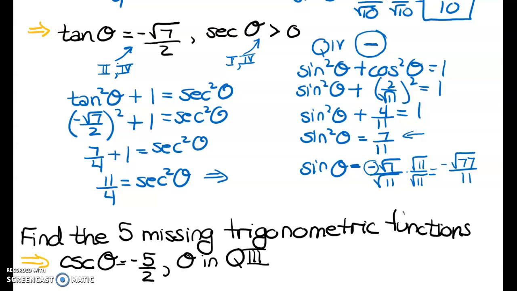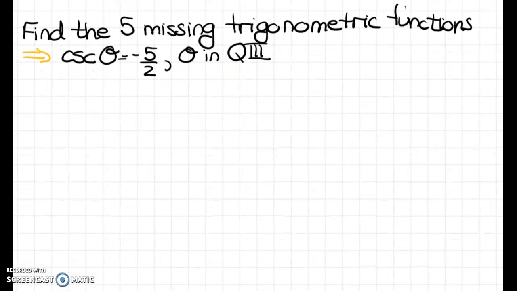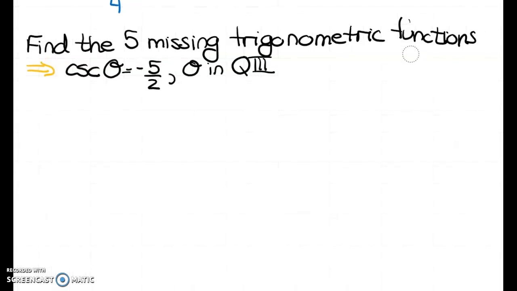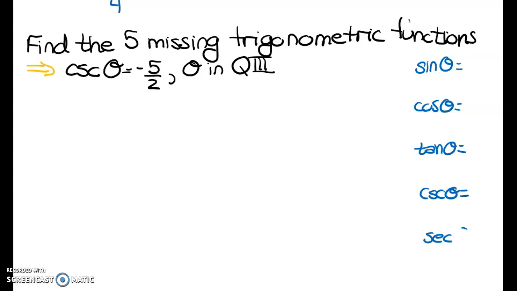All right, so the last type of problem that you're going to have on your homework is finding the 5 missing trigonometric functions. So I'm going to outline them right here so that we have all of them that we need down the side. We know which ones we have and which ones we don't. All right, so sine is the reciprocal of cosecant, and this is going to be secant, and this is going to be cotangent. All right, so we were given that the cosecant is negative 5/2.